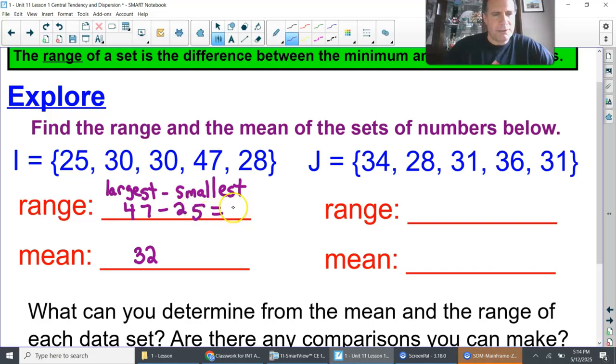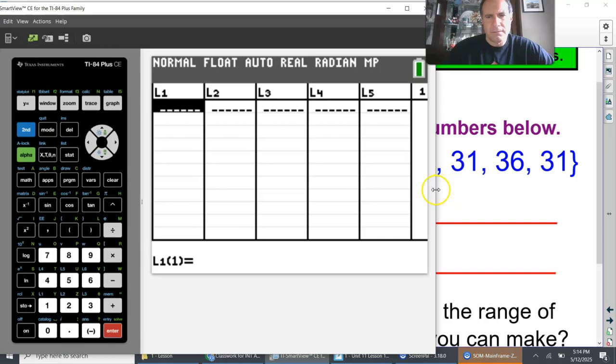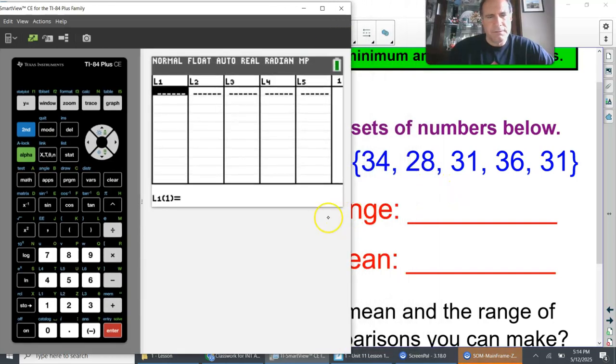And that equals 22. And that's it. So the mean, I'm just going to go back up, and we are going to clear that list. And we're going to put 34, 28, 31, 36, and another 31.